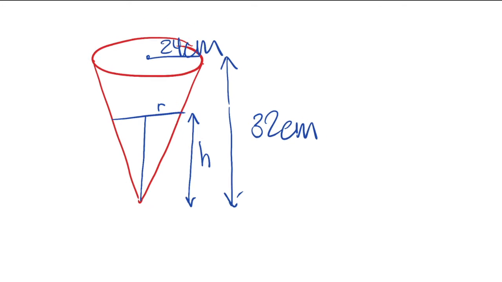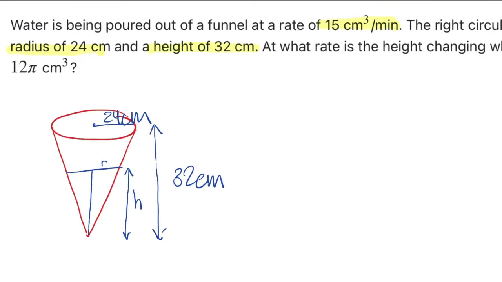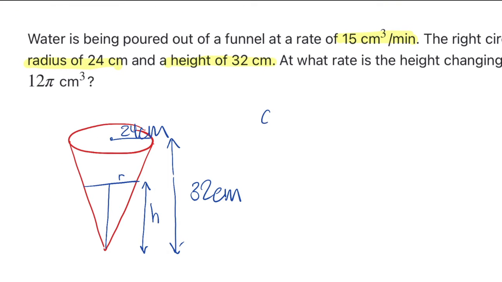Okay. They're also giving us a rate here. They're telling us that the water is being poured out of the funnel at 15 cubic centimeters per minute. So we're going to be referring to this as the volume that's being poured out. So that's going to be our dV/dt, which is given to us. And because we are removing 15 cubic centimeters per minute, it has to be negative.